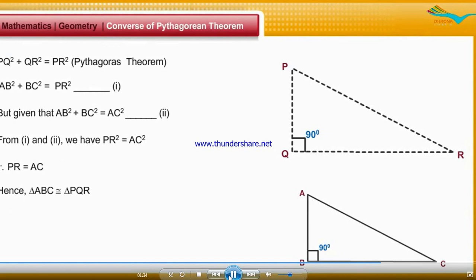By SSS congruence criterion, we can conclude that the two triangles ABC, PQR are congruent. That implies that angles B and Q are equal. Hence, its right angle at B. Hence proved. Let's solve few examples now.